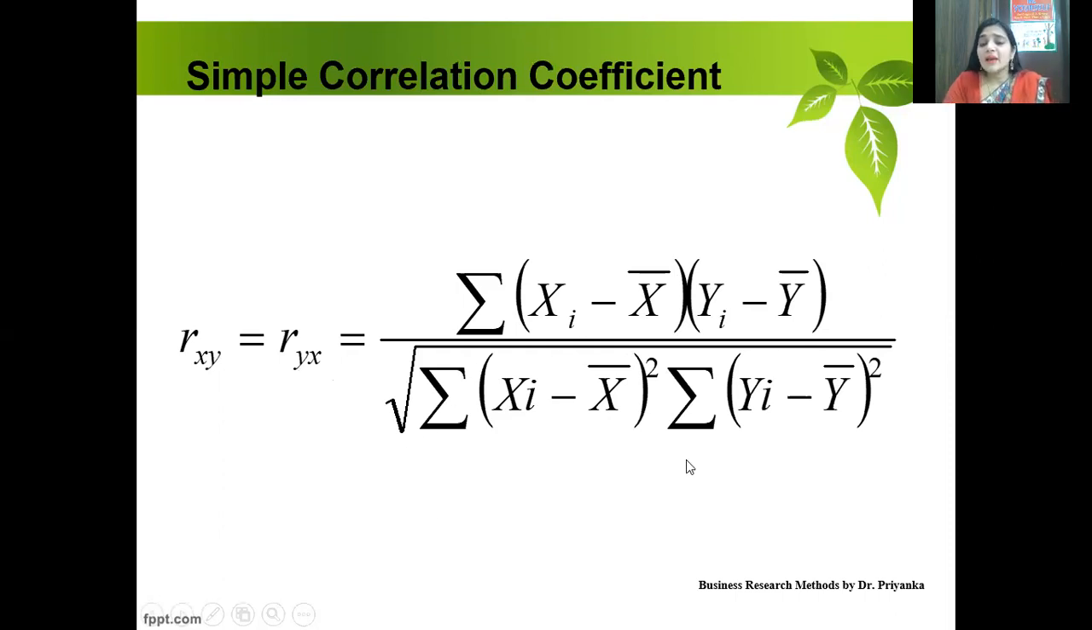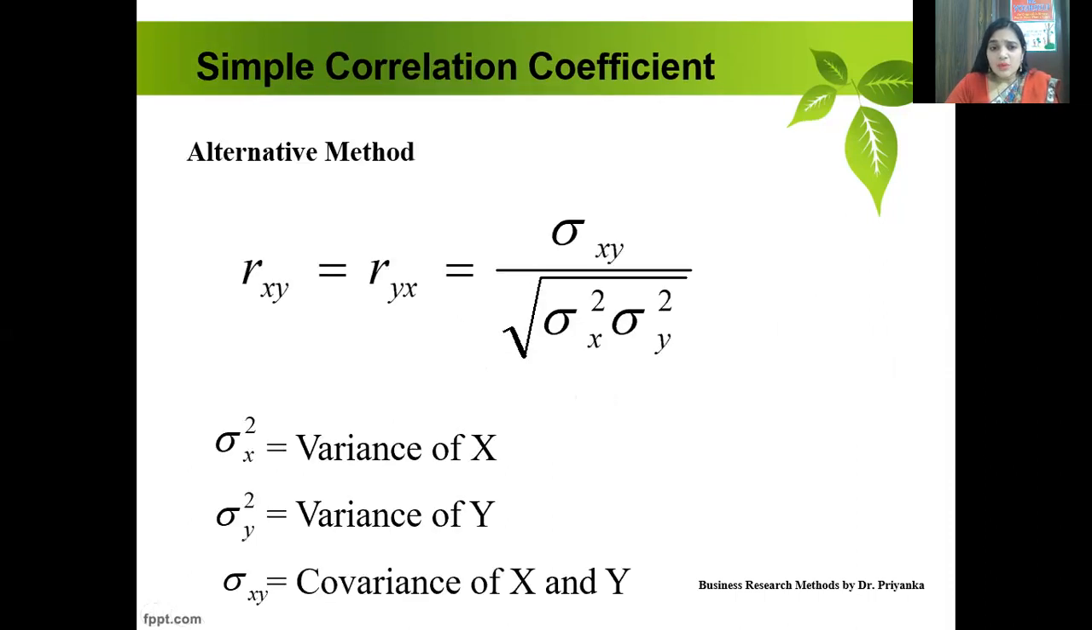That means x and y hold almost the same importance in the formula. So it doesn't matter whether you write rxy or ryx, the formula would remain the same. Here x bar is the sample mean for the values of x, and y bar is the mean for the values of y, and yi is the current value, and the same goes for xi, the value for the ith column, you can see, right? So this is the simplest formula. Correlation is very easy to find, right?